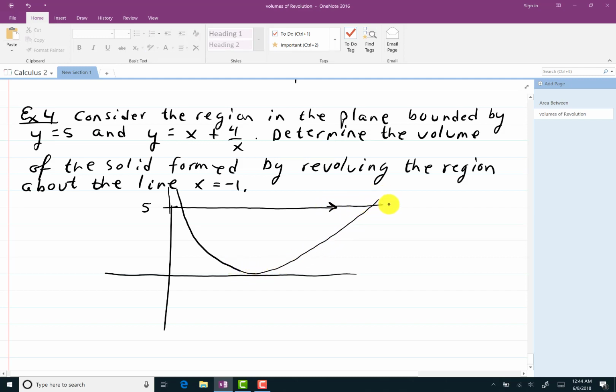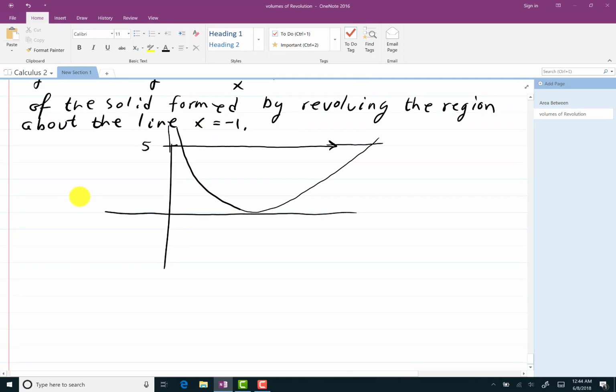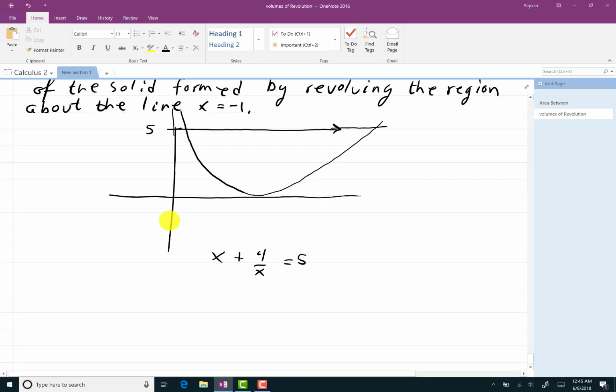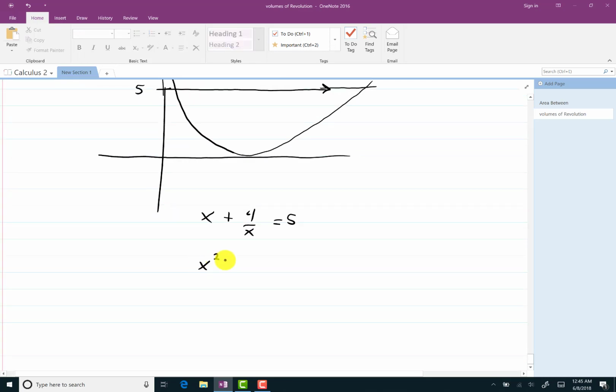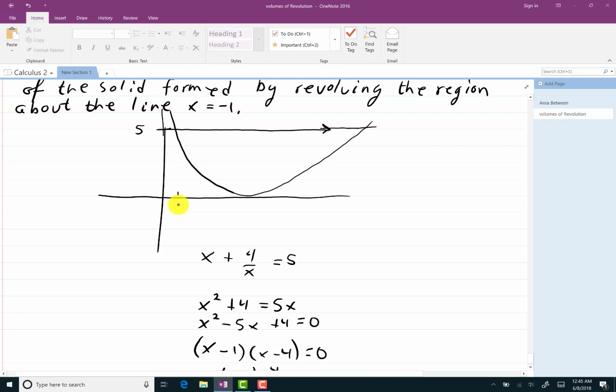So let's find out where this equals 5. So we have x plus 4 over x equals 5. I'm going to multiply everything by x. Evidently, it's in the first quadrant. So I'm going to get x squared plus 4 equals 5x. Oh, this is nice. X squared minus 5x plus 4 equals 0. X minus 1 times x minus 4 equals 0. And we get x equals 1 and 4 like we had before. Nice. So 1, 4.